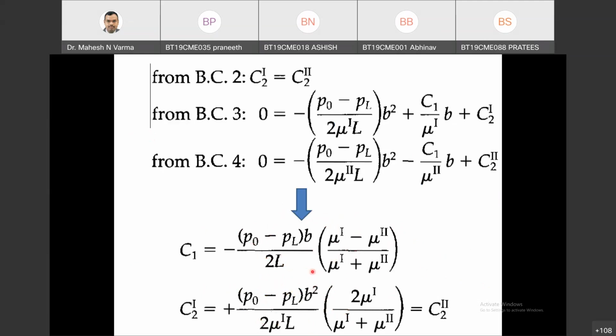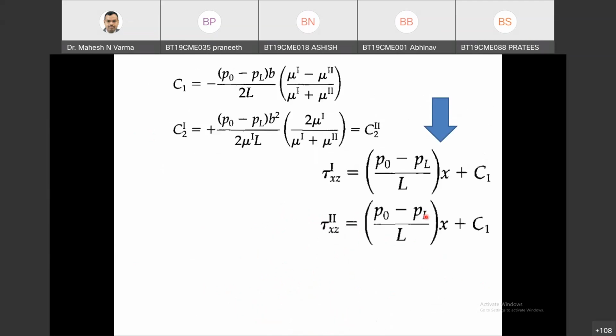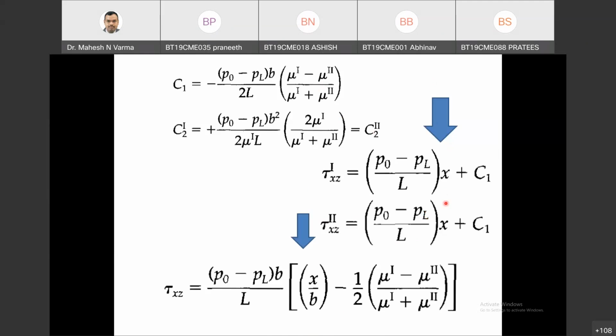Using this C1, you will get a flux profile. Substituting the value of C1 here, you will get a flux profile. You can see after substituting C1 here, you get the same flux profile. This flux profile is valid from -b to +b. So you can get back your boundary condition also.